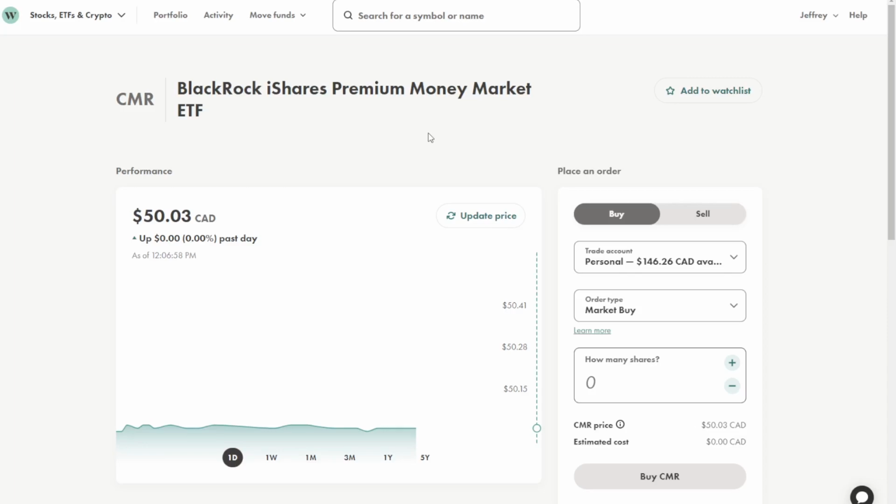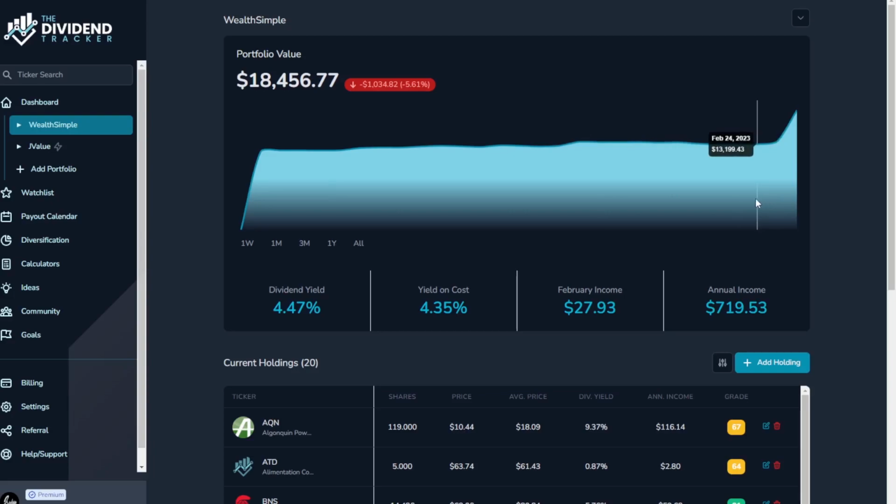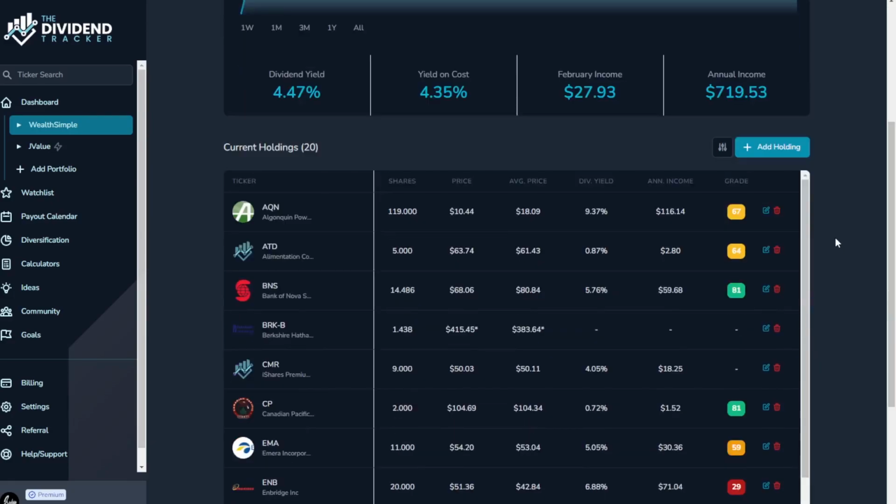So let's pop over to the dividend tracker and see what our dividends look like for the next month in March. In the dividend tracker, we can track our holdings and edit them at any time. They don't quite support automatic Canadian accounts yet. That might be coming in the near future, but as of right now, I manually input these every week and just track them that way.